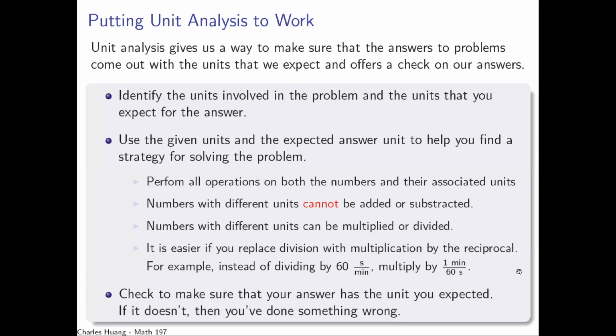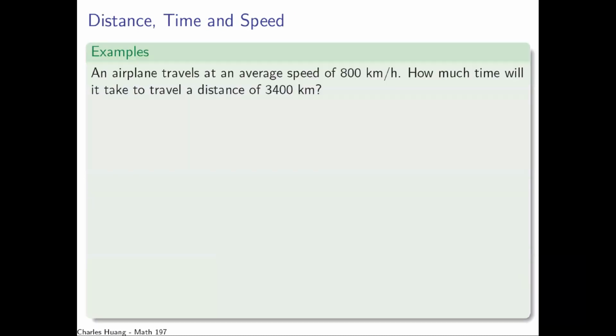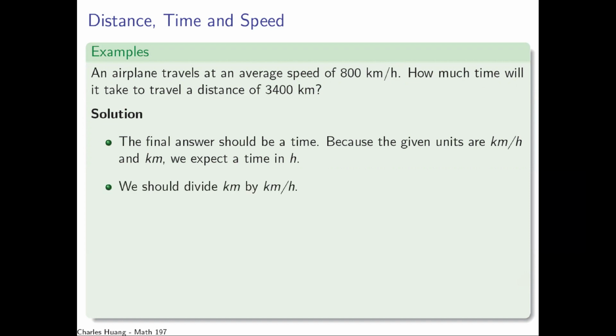Okay, we'll put these steps into use by looking at some of the questions here. In this question, we're looking for time. If I look around, the only time unit we get is hours. So we're trying to get to hours at the end. We are given kilometers per hour. So what we might want to do is combine these two numbers together to somehow get us hours at the end.